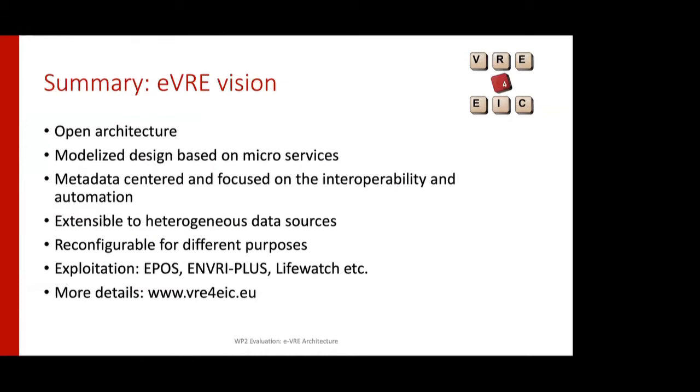To summarize what I just explained, what we learned from the ENVRI project and the VRE, we think in future it should be an open architecture. It should really use modularized designs. What we learned from microservices is that it gives lots of flexibility for customization and also for deployment, specifically when the environment is changed. For instance, from one cloud environment or from one e-infrastructure environment like EGI offers, you want to extend that to the public cloud. Using a microservice architecture, specifically with containerization like Docker, makes the deployment much easier.